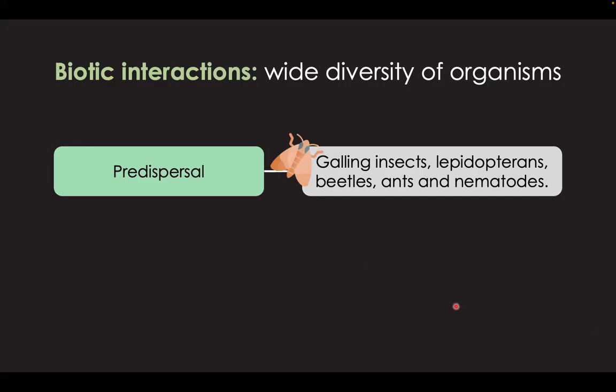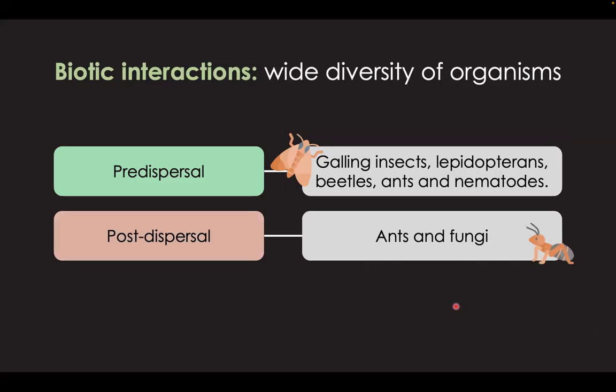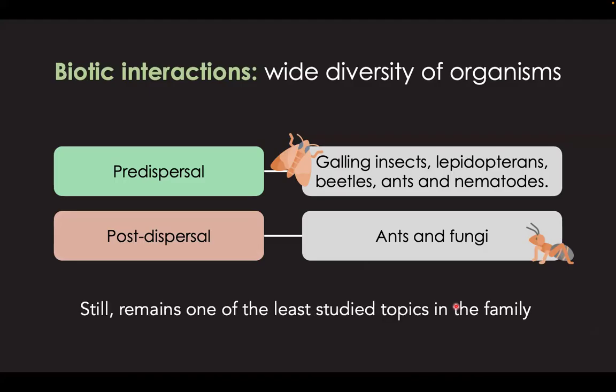When we go to the post-dispersal situation, when seeds have already been dispersed, we see that they also interact with ants, beetles and fungi in the soil. But unfortunately, these studies are quite scarce and quite concentrated in a few geographical areas. So even if we recognize a huge diversity of organisms interacting with melastome seeds, we actually don't know much about the relevance of these interactions at a whole community scale.